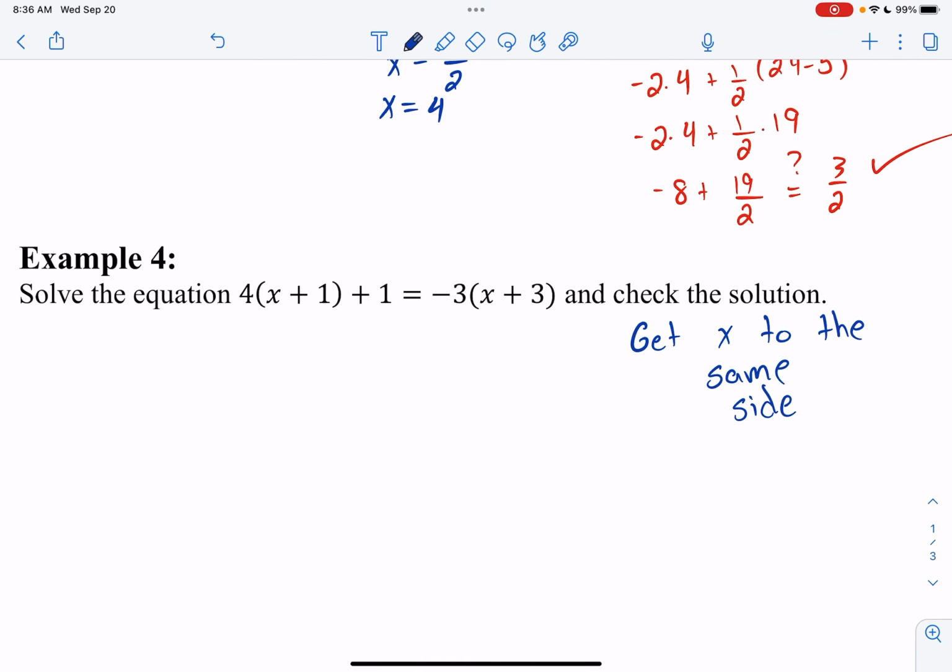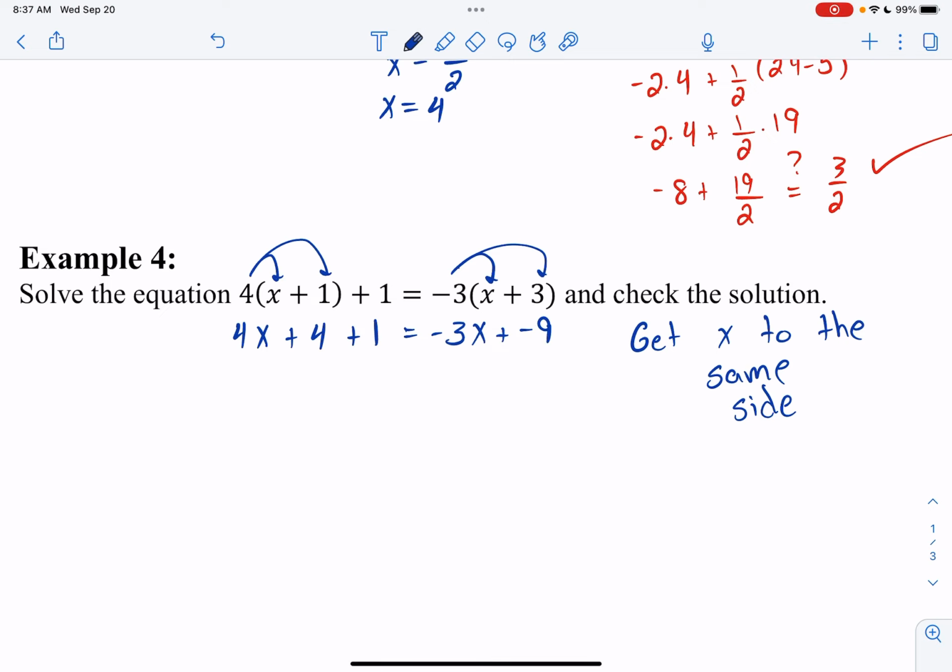Okay. So to do that, I need to do some simplifying here first. So I need to do a little distributive property. So I have 4 times x and 4 times 1. So I'd have 4x plus 4 plus this lonely 1 on the end. And then I can distribute on this other side. -3x plus a -9.